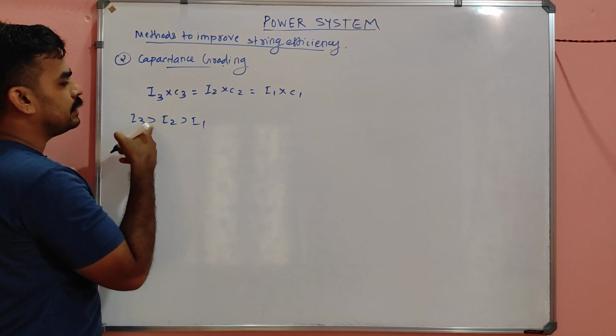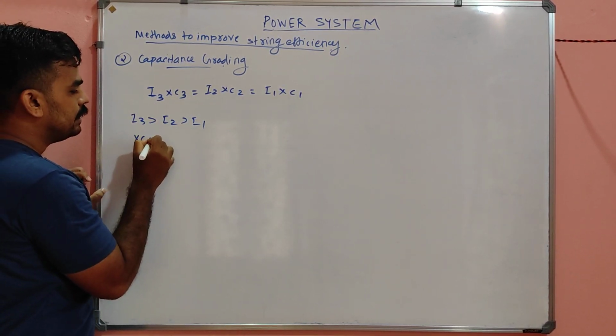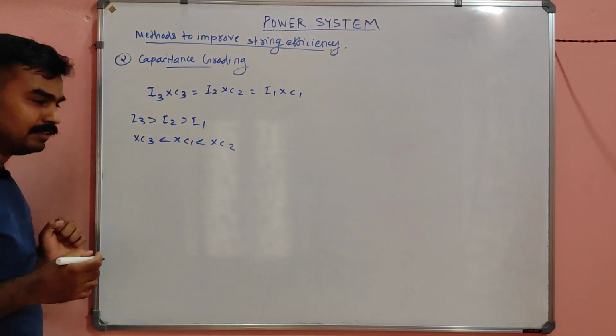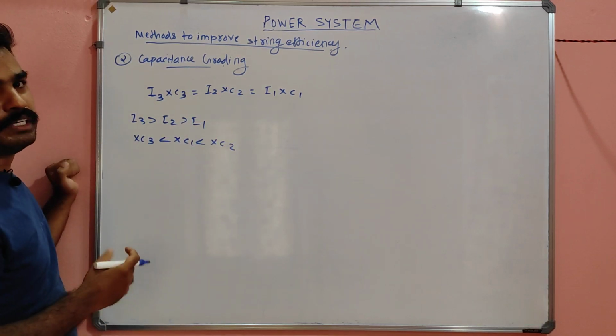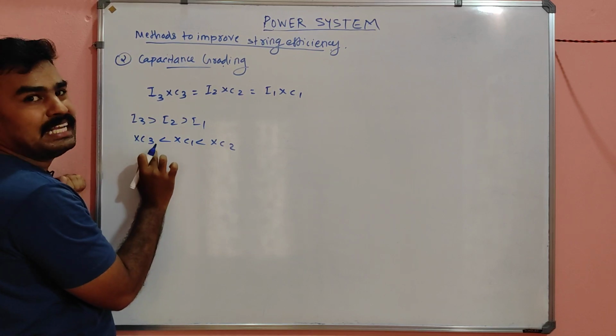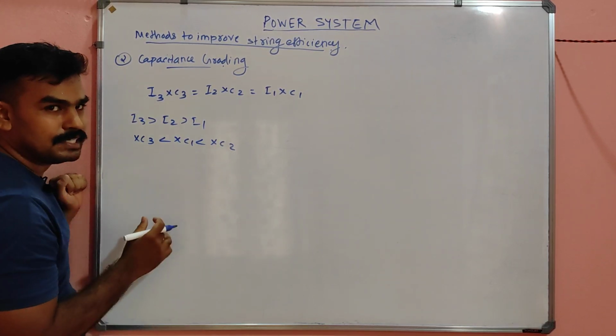If I3 is greater than I2 is greater than I1, then according to this relation I can say that XC3 is less than XC1 less than XC2. Am I right? Because I3 into XC3 equals I2 into XC2, it will be a constant. So if I3 is higher, XC3 will be the least. Then only it will be a constant. So XC3 less than XC1 less than XC2.